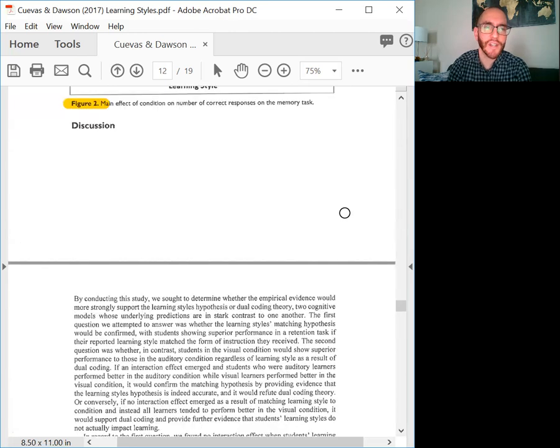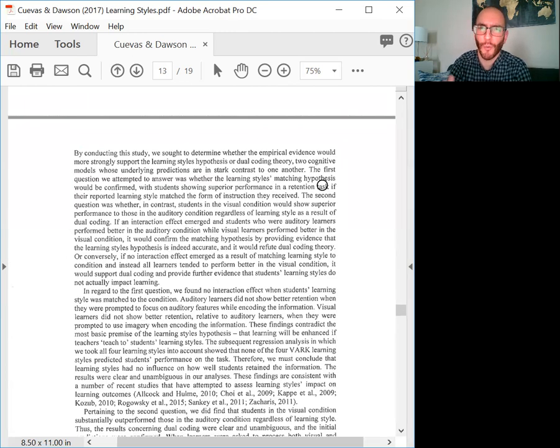And then here in the discussion section, the authors interpret the results and discuss what we can learn from them. So it'll be helpful to read through this section. Again, don't worry about the dual coding part. Focus in on the parts of the discussion where the authors interpret and discuss the meaning and importance of the results concerning the learning styles matching hypothesis.